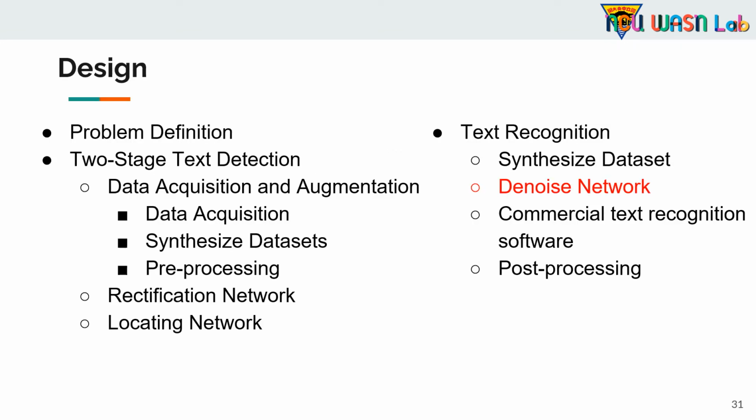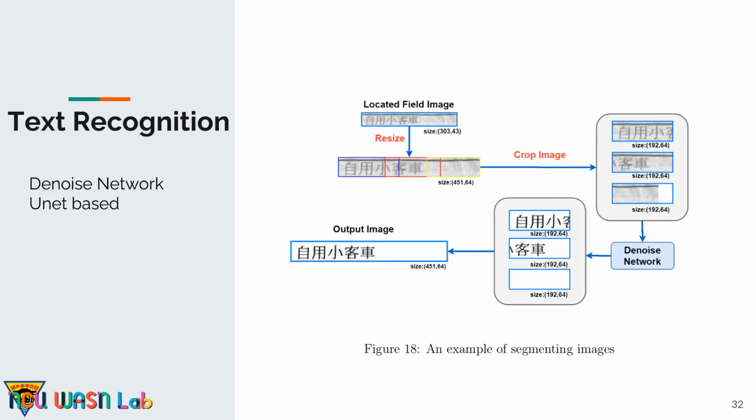And let's talk about the denoise network. Since the input size of the denoise network is fixed, but the image size of the column after positioning is different, therefore we split the field image into a series of fixed size images. And there is overlap in each image, so that information about the boundary is preserved. And then send it to the denoise network. You can see that there is a frame on the original images, but it was removed after going through the network.